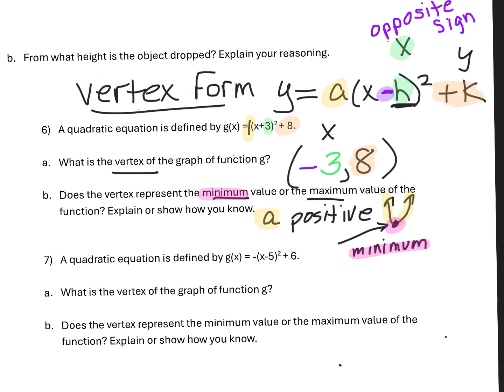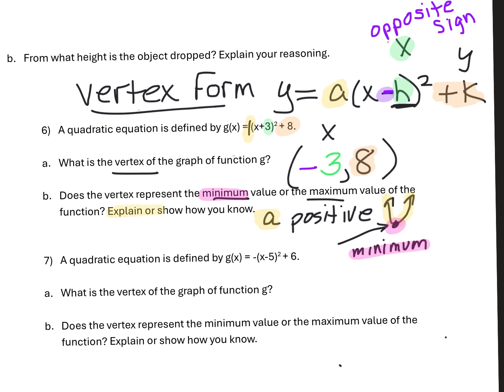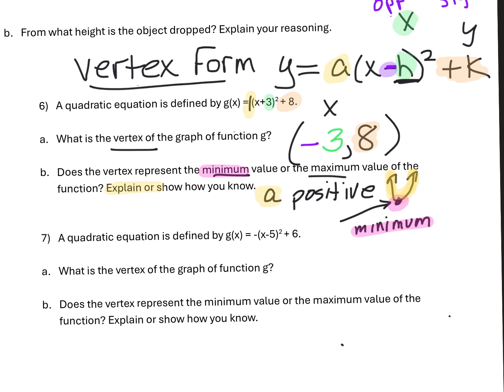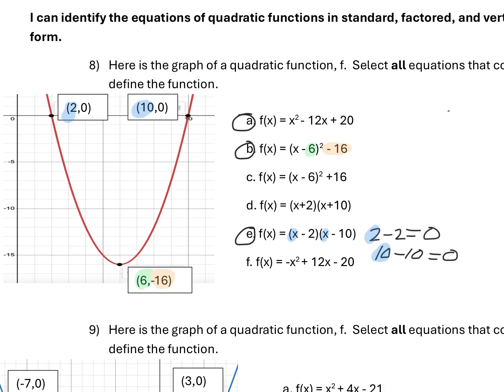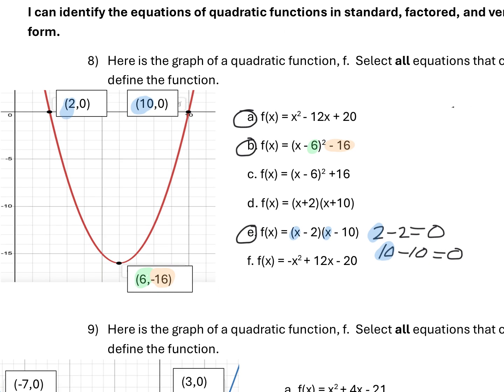And on your test, if you want to explain just by drawing me a picture just like this, that will be good enough for me. Okay, number 7 is exactly like number 6, so use number 7 or 6 as an example and try number 7 on your own.